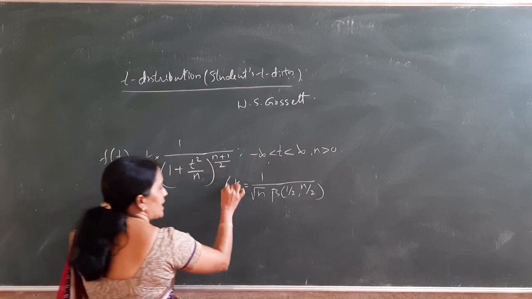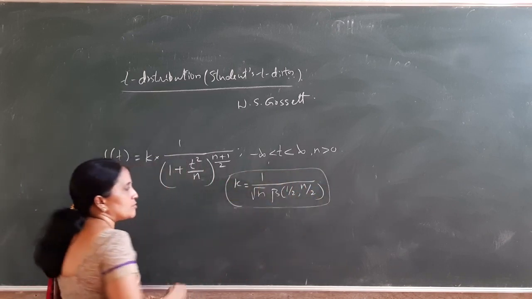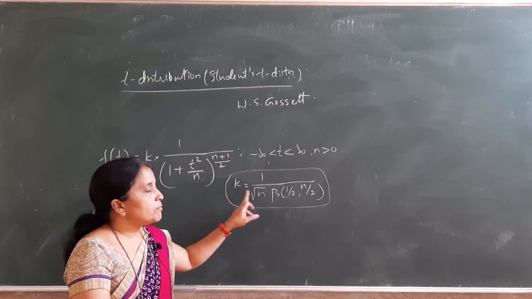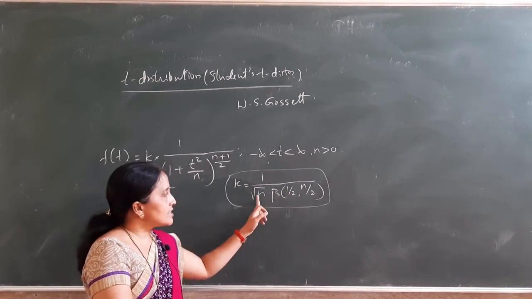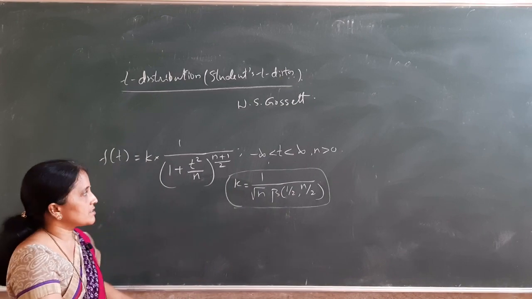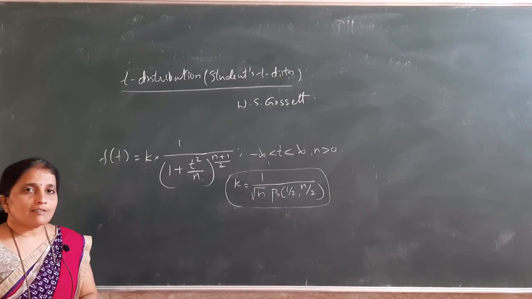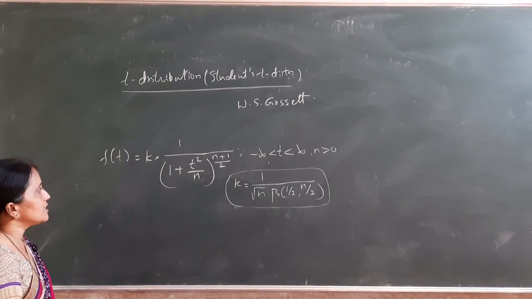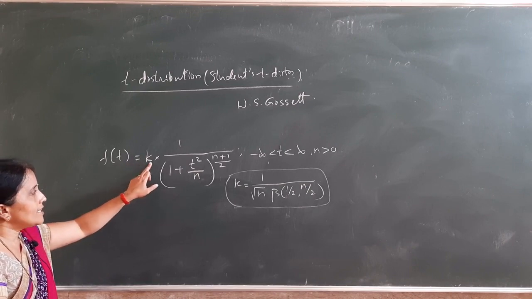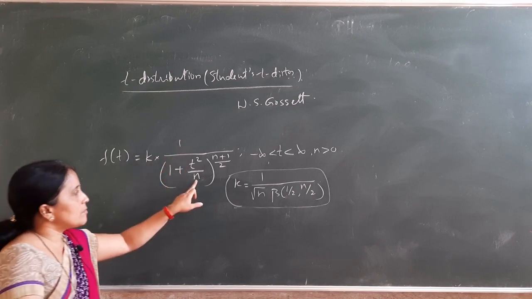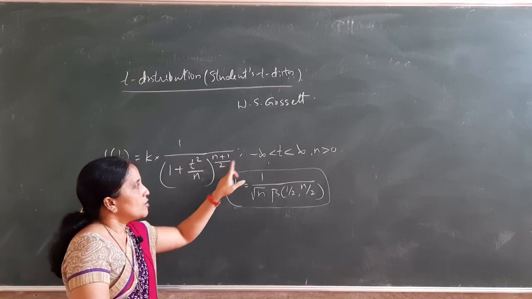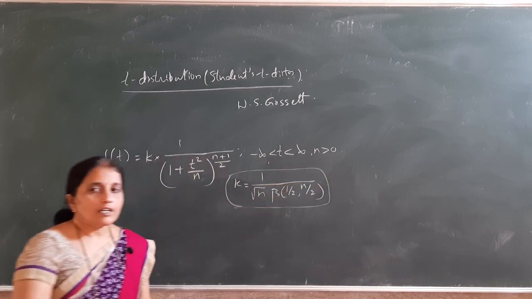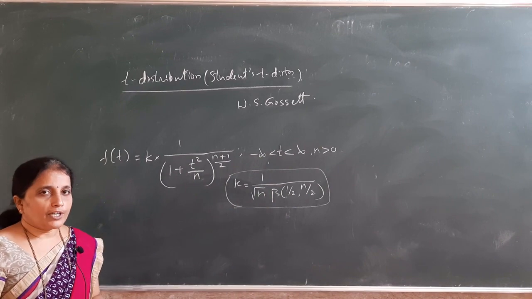Here, as in the chi-square distribution, in the T distribution also k is a positive constant depending on n. As n changes, the value of k also changes. So first, define the T distribution. A continuous probability distribution which has the following probability density function, f of t equals k into 1 by (1 plus t square by n) whole power (n plus 1) by 2, where minus infinity less than t less than infinity, n greater than 0, is called a T distribution with n degrees of freedom.